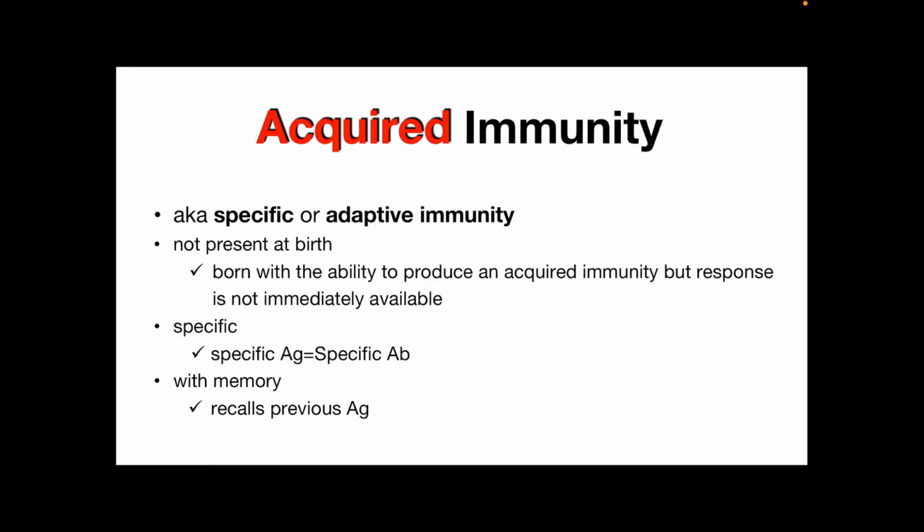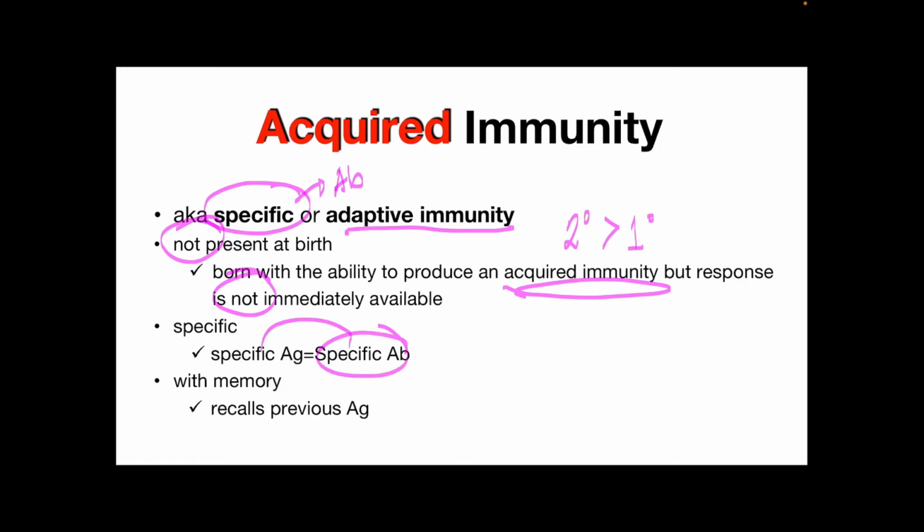Next one, we have acquired or adaptive immunity. This one is a specific type of immunity because again, this already includes antibody production. Unlike your natural immunity, this one is not present at birth. We are born with the ability to produce an acquired immunity, but the response is not immediately available. This is a diverse type of response because the secondary response is greater than the primary response, because again, our immune system tends to develop antibodies against specific antigens.